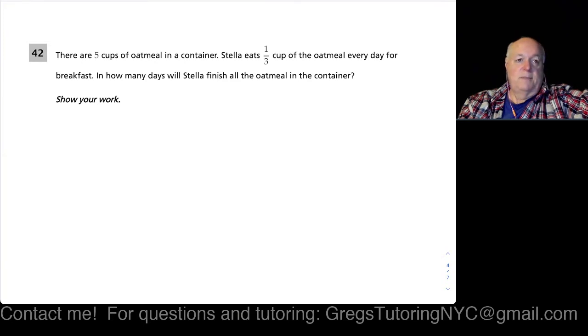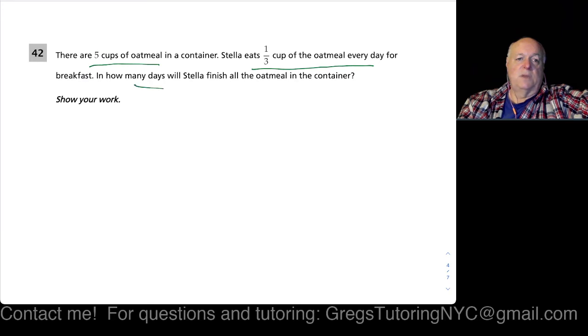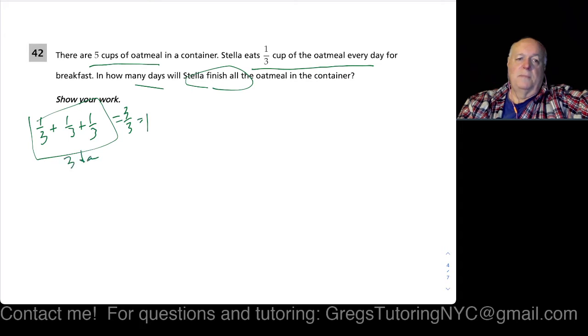So there are 5 cups of oatmeal in a container. Stella eats 3 cups of oatmeal every day for breakfast. How many days will she take to finish it all? Okay, there are 5 cups of oatmeal. Well, you can run a little experiment. It seems that she eats a third in one day, and a third in the second day, and a third in the third day. That's a group that becomes 1, because 3/3 equals 1. So if it takes her 3 days to eat 1 cup, then it should imply that it takes her 5 times 3, because it's 5 cups, equals 15 days.